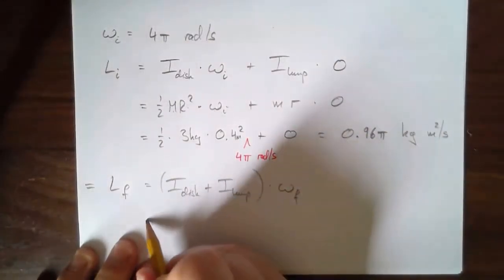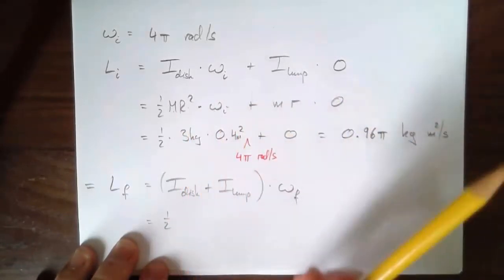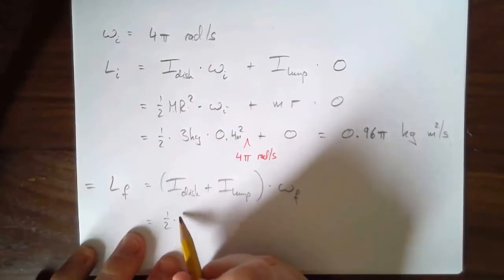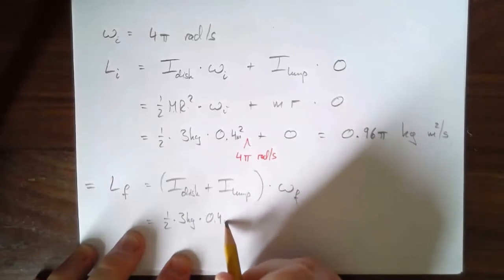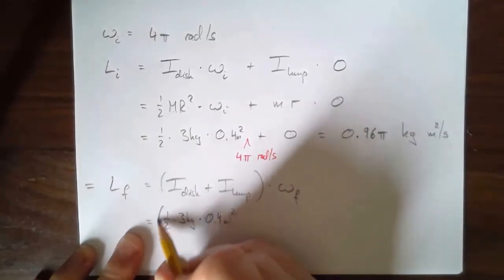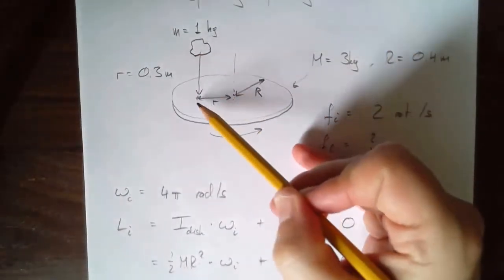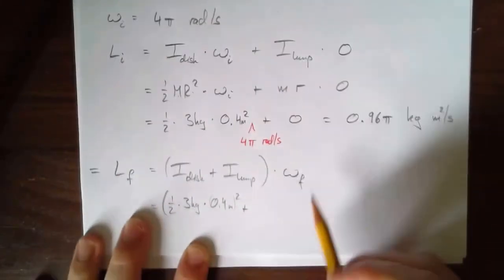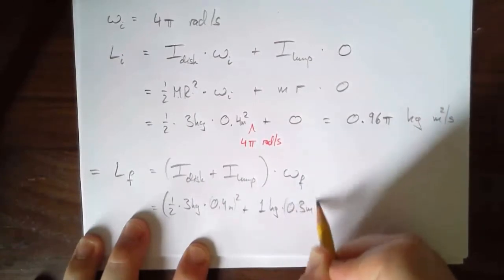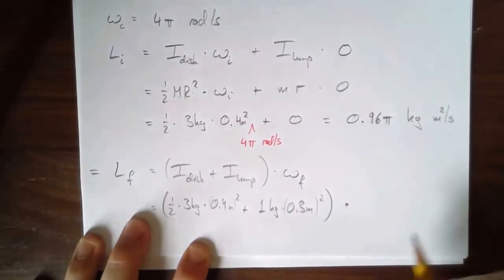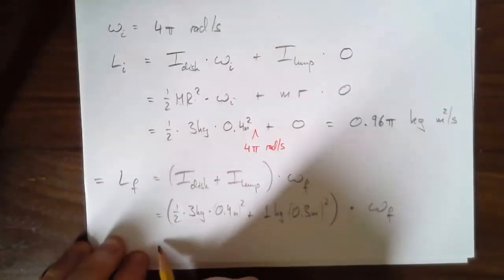Now I can actually add those up. So what did we say? This one here is 1/2 mr squared. So 1/2 times 3 kilograms times 0.4 meters squared, plus the mass of the lump of clay, which is 1 kilogram times its distance from the center of rotation, 0.3, so plus 1 kilogram times 0.3 meters squared, times the final unknown omega f. So we can work out what that is in here.